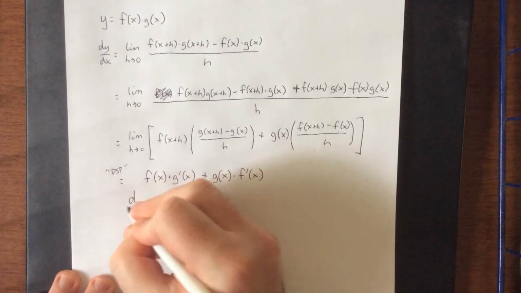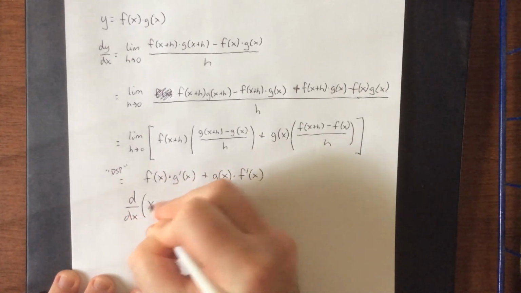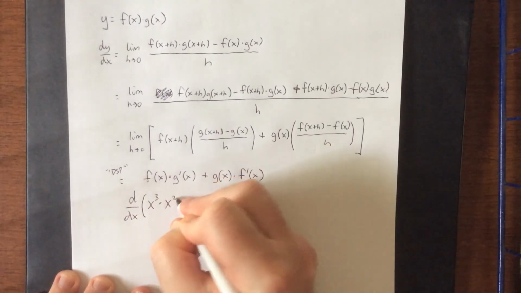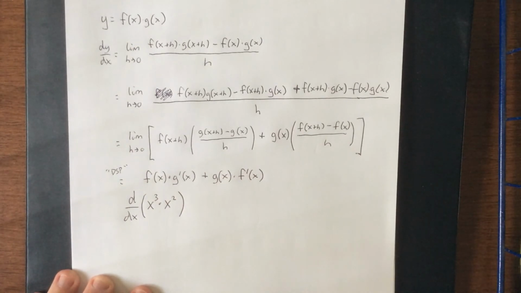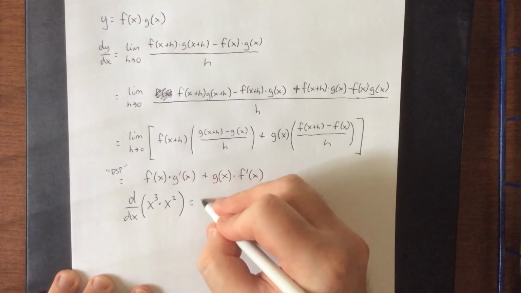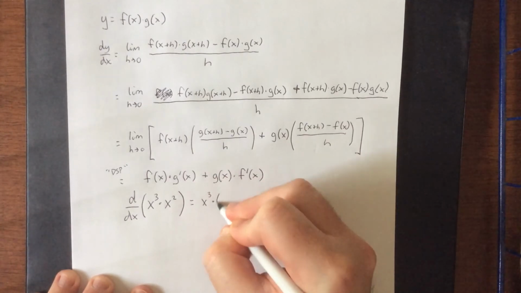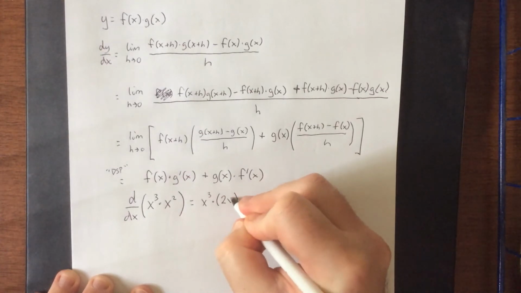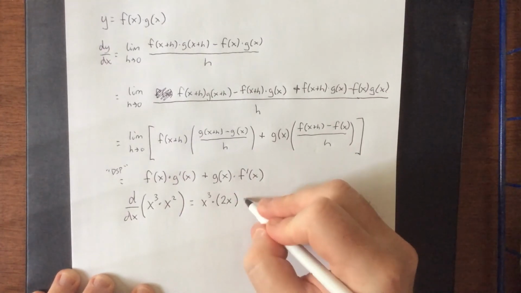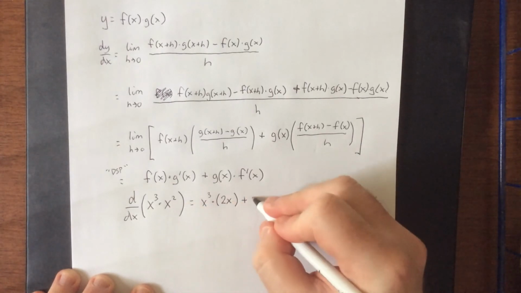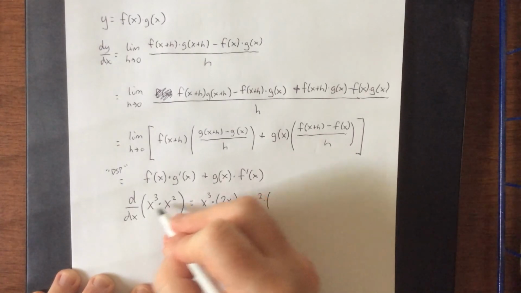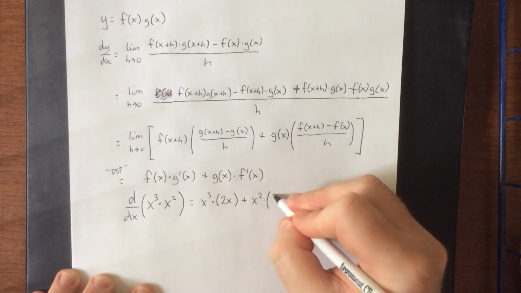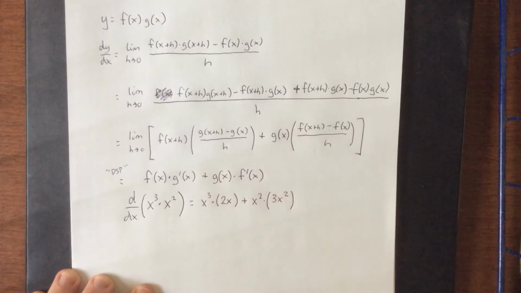Now, just to make sure that it works, I want to retry what we did earlier. We differentiated x cubed times x squared, and we wound up with a wrong answer doing the wrong method. So now let's try the correct method. So this will be the first function times the derivative of the second function. Second function in this case would be x squared. That becomes 2x. Plus the second function, which is x squared, times the derivative of the first function. First function is x cubed. That derivative would be 3x squared.